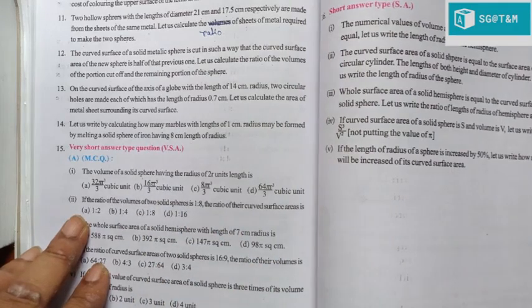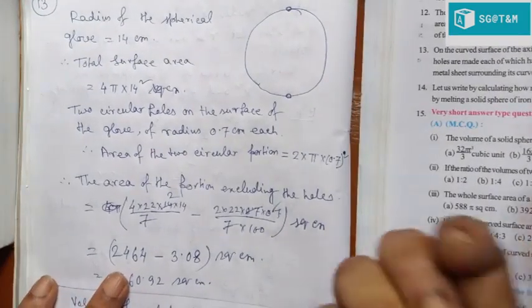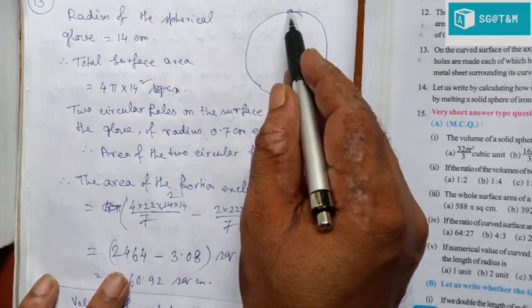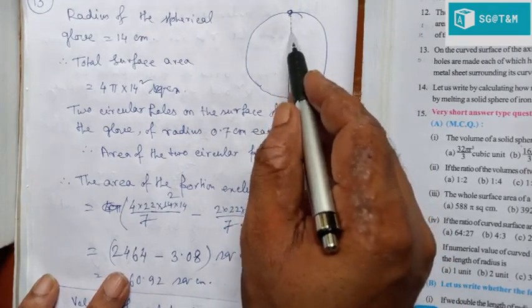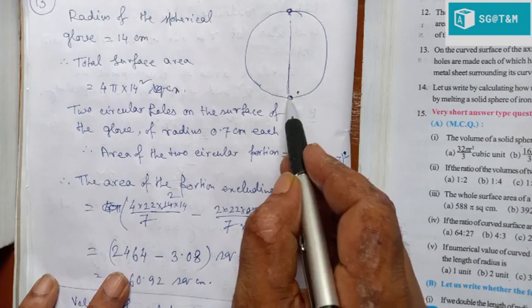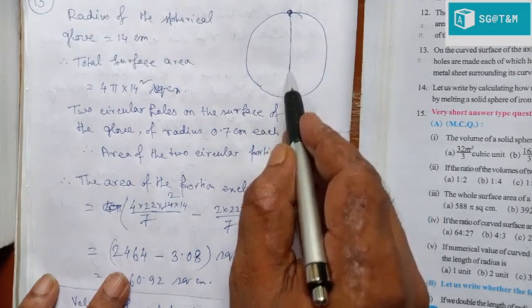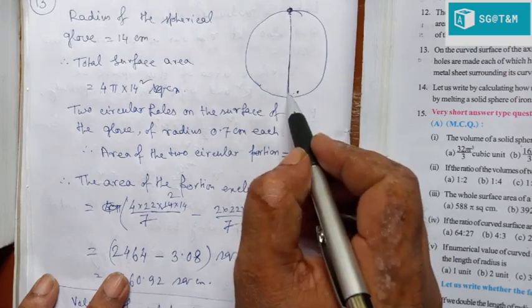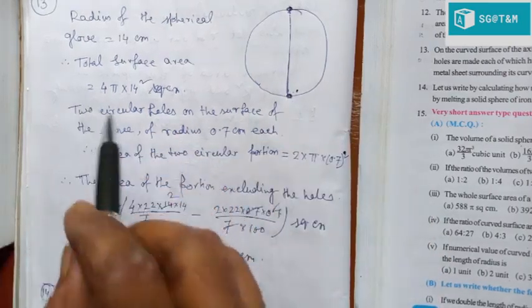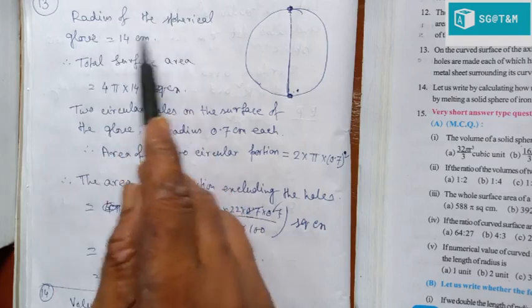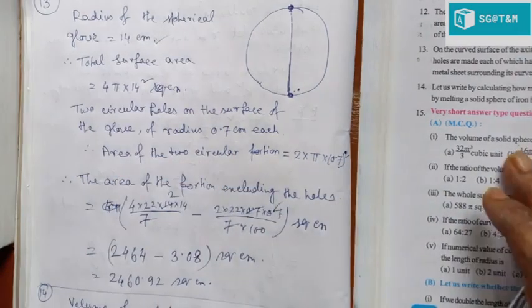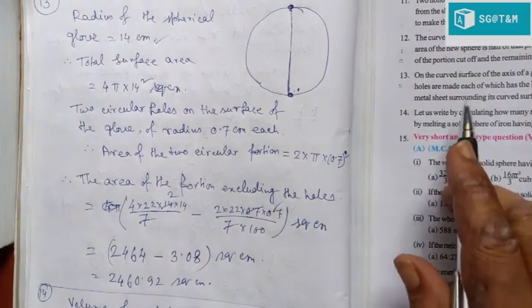So globe, that is nothing but a sphere. Suppose this is a globe, this is the axis of the globe, and for this axis we have to make two small holes here. The radius of these two holes is also given. First, the radius of the spherical globe is 14 cm, given in this problem.